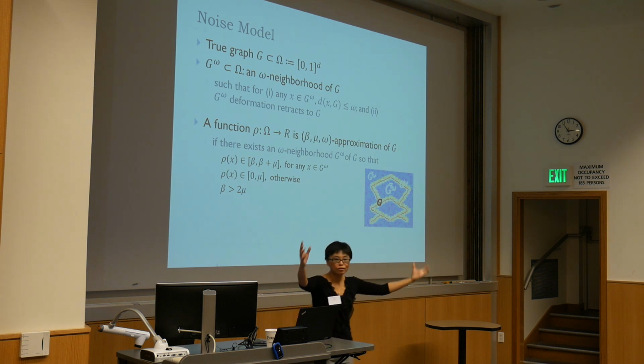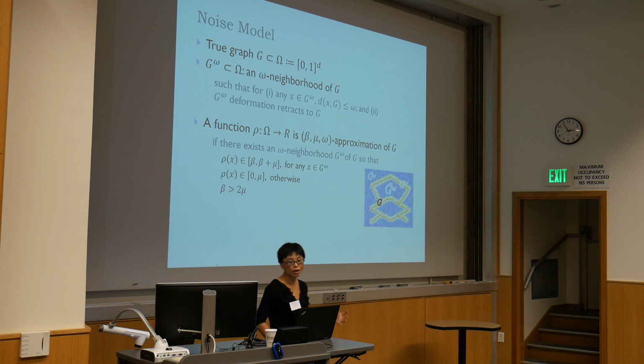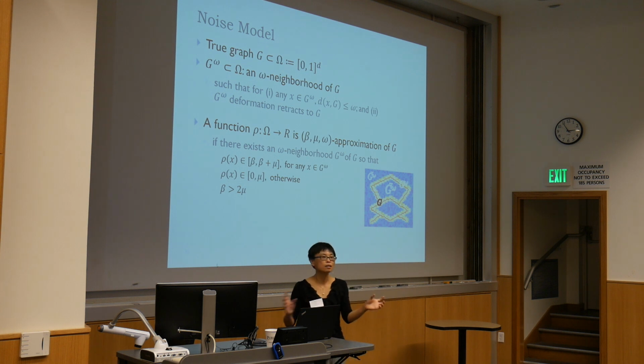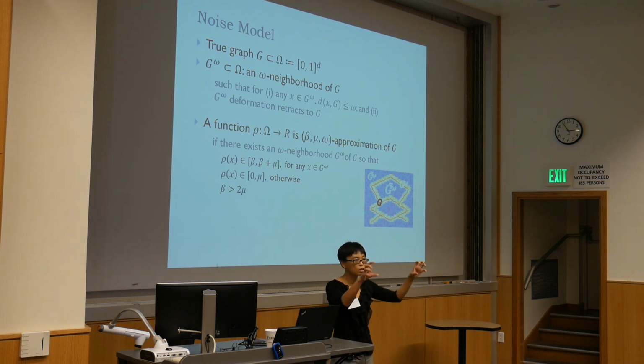Suppose you have a true graph in the d-dimensional domain that you want to recover. Now you give me a density field. Let's assume that the density field satisfies the following condition. Imagine that there exists some small neighborhood of your true graph. The small neighborhood, I call it G omega. This is the yellow region in this picture. Assume the small neighborhood has the property that it deformation retracts to the hidden graph. You can collapse it into the hidden true graph itself.